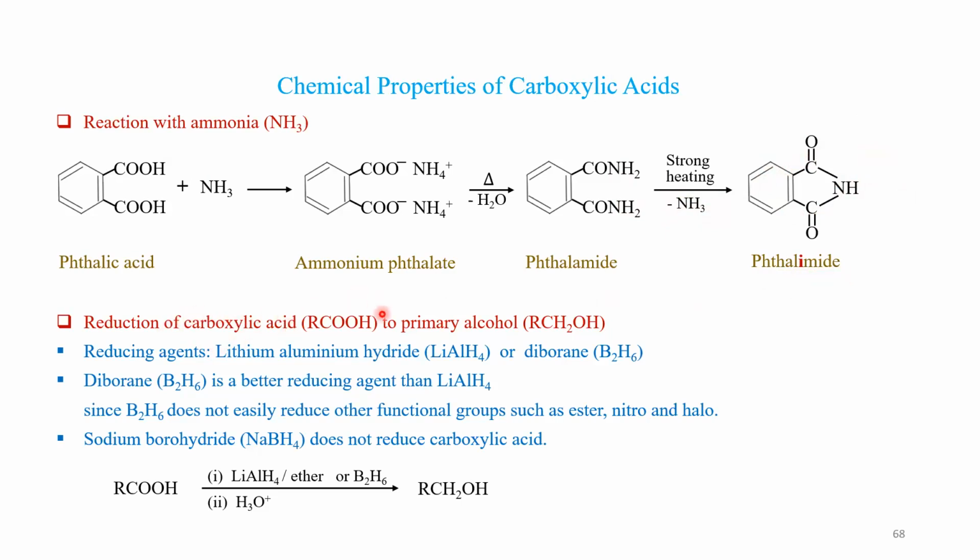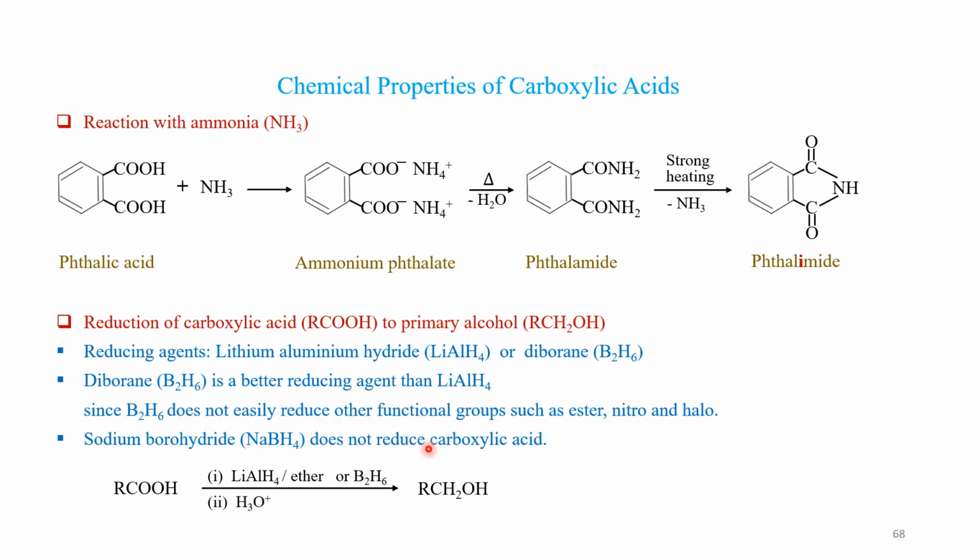Next, reduction of carboxylic acid to primary alcohol. It can be reduced using lithium aluminum hydride or diborane. Diborane is a better reducing agent than lithium aluminum hydride, because lithium aluminum hydride is a very strong reducing agent. If any other functional group is there in the molecule other than COOH, lithium aluminum hydride will reduce the other functional group also. Whereas borane will not readily reduce other functional groups. It will reduce mainly COOH only. It does not easily reduce other functional groups such as ester, nitro, halo. So diborane is a better choice.